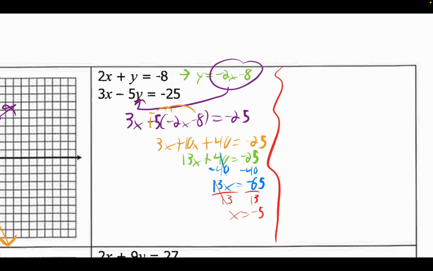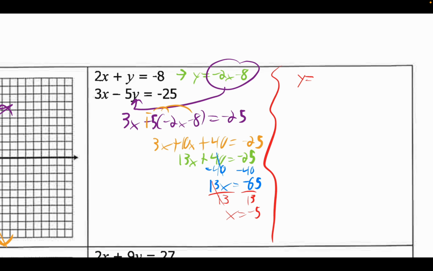Plug it back into any of the equations. I'll choose my one that I revised or changed up here. And I get y equals negative 2 times negative 5 minus 8. And I get y equals 10 minus 8, which is y equals 2, which is the answer we got of negative 5, 2 when we graphed it as well.